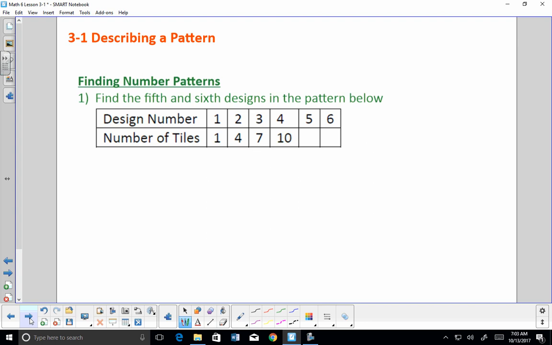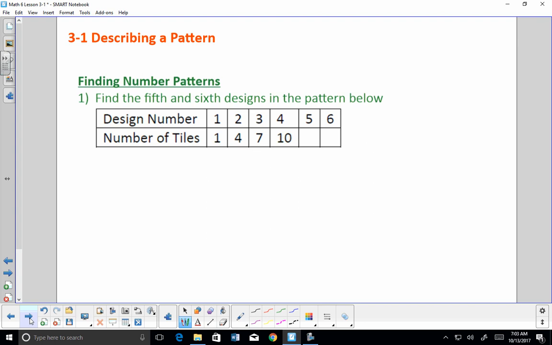Now, finding a number pattern. Sometimes you'll be given a table like this one, where you will have a number in a specific table, and you're supposed to figure out what the pattern happens to be. Let's just say that you're making a picture out of tiles. In the first design, you have 1 tile. In the second design, you have 4 tiles. In the third design, you have 7 tiles. In the fourth design, you have 10 tiles. And you want to figure out how many tiles you'll have in the 5th design and the 6th design.